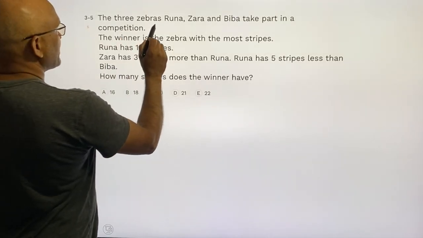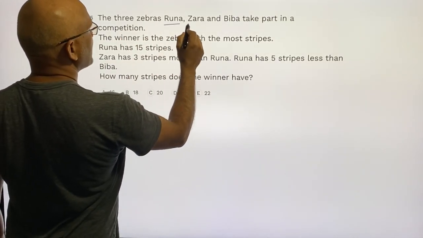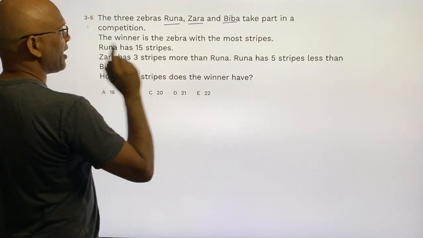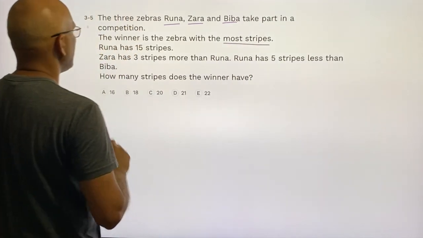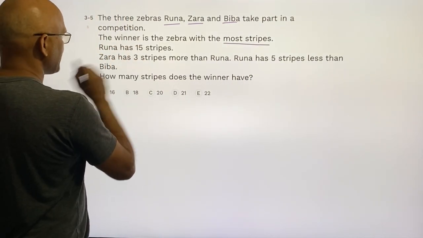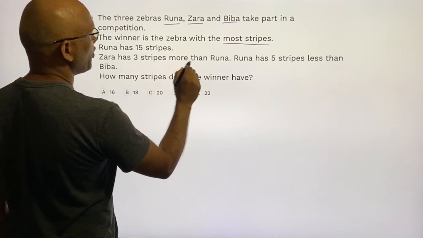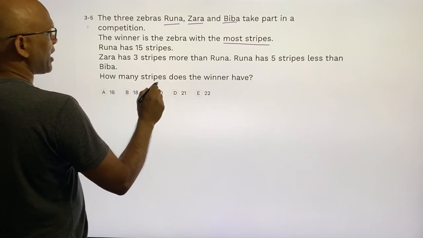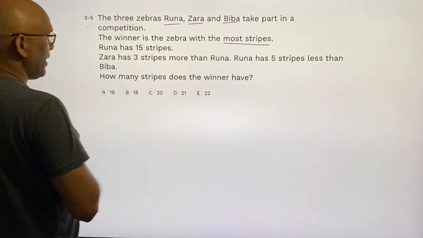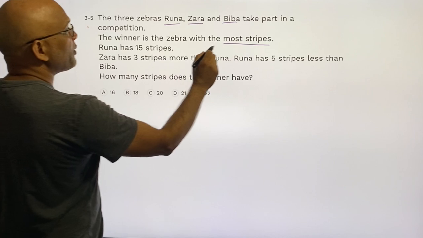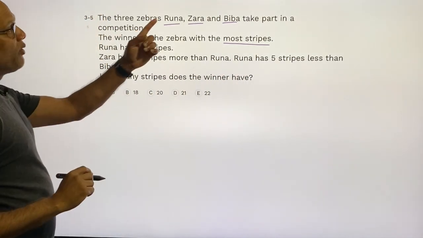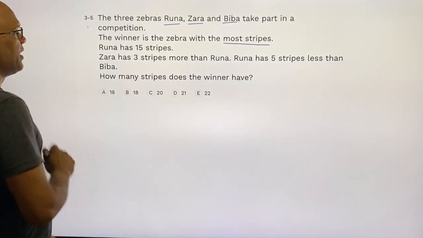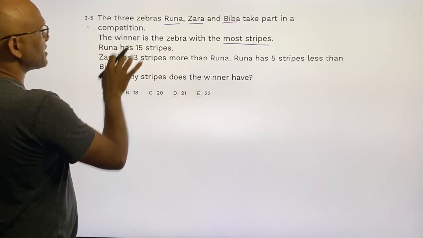The three zebras, Runa, Zara and Biba, take part in a competition. The winner is the zebra with the most stripes. Runa has 15 stripes. Zara has 3 stripes more than Runa. Runa has 5 stripes less than Biba. How many stripes does the winner have? Okay, the winner is the zebra with the most stripes. So we need to find out which of Runa, Zara or Biba has the most stripes, right? So we are given some conditions.